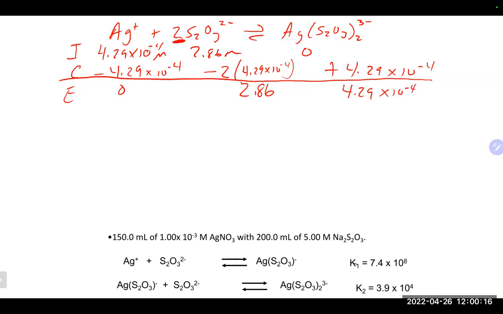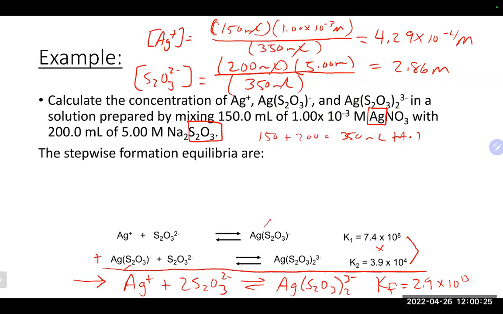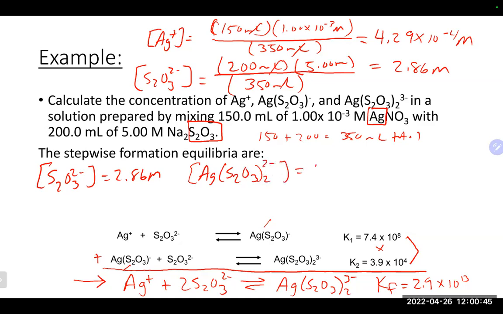Any questions off of the first ICE table here? Now, from the first ICE table that we just did, we actually got a couple of answers that we were looking for. We saw that the S2O3 2 minus was 2.86 molar, which is the equilibrium value. We also figured out the concentration of our complex ion at equilibrium, which was 4.29 times 10 to the minus 4. So using that combined table for our reaction, we were able to get 2 of the things that we're looking for.